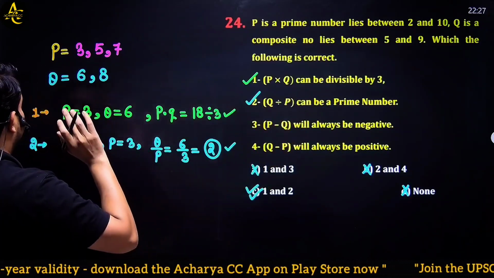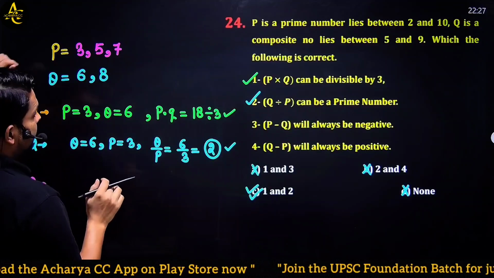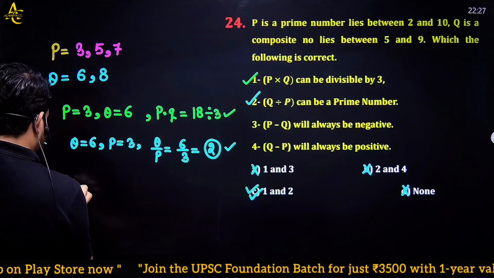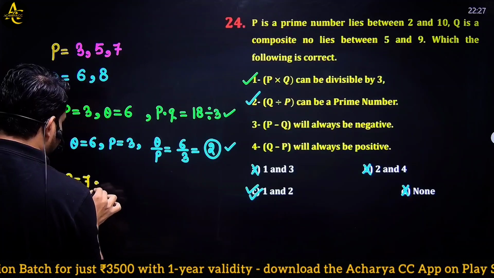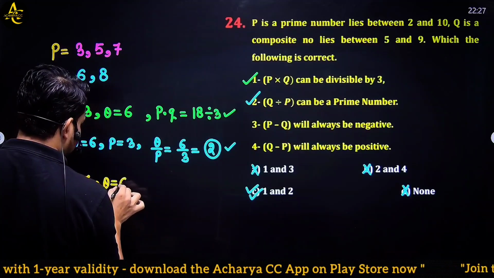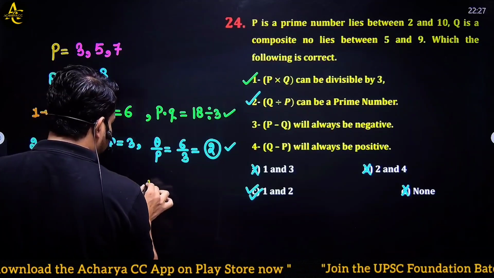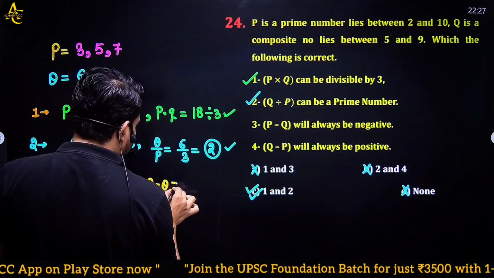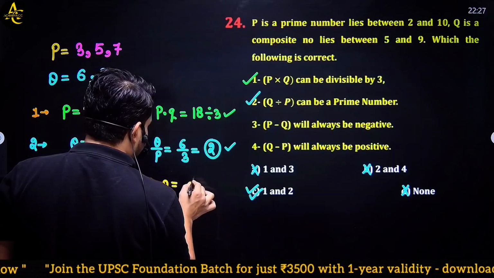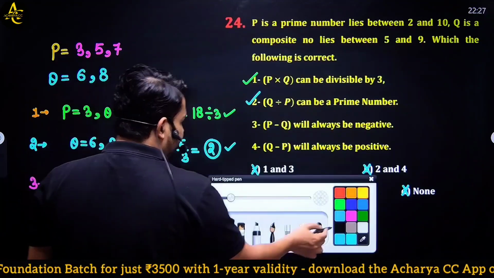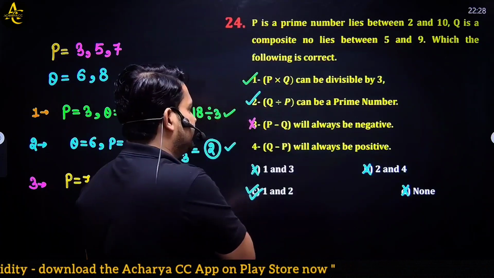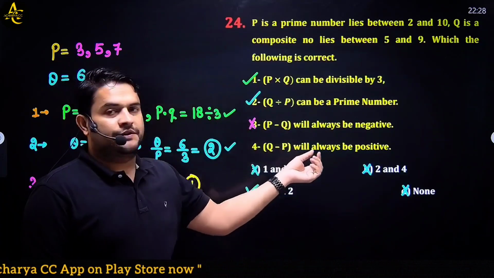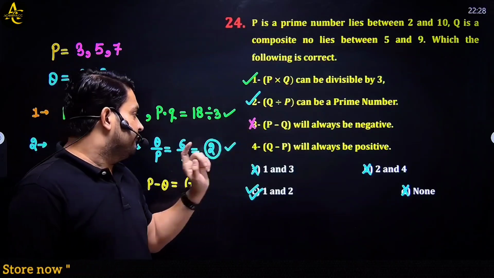See, if I take p equal to 7 and q equal to 6, then I get p minus q equal to 7 minus 6, which is 1, and 1 is not a negative number. So this statement is false. The statements which consist of "will always be", you have to make them false.